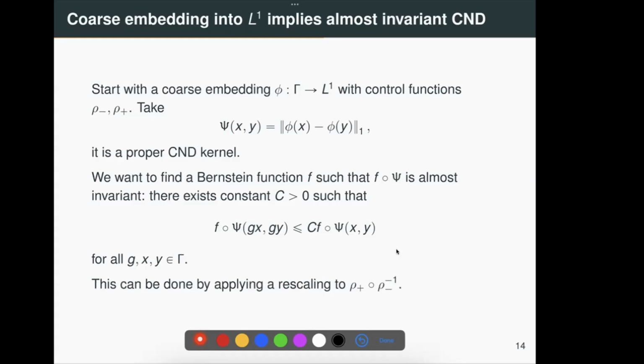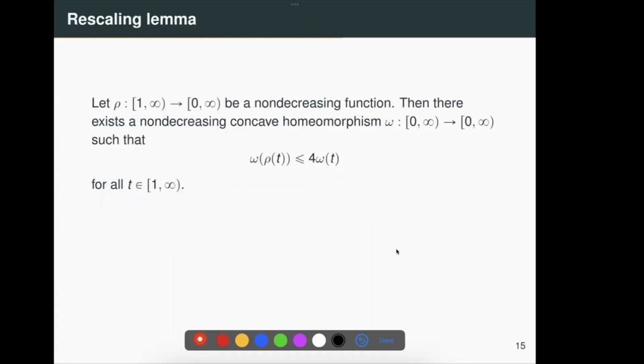And this can be done quite easily by a rescaling trick. We take the control functions and apply the following rescaling lemma. If we have some non-decreasing function rho, then you can always find a gauge, meaning a non-decreasing concave homeomorphism omega, so that if you compose them, it becomes almost invariant. The effect of rho becomes a fixed multiplicative constant on the right-hand side. This is completely elementary. You just choose omega according to rho: you look at when it doubles, and then take omega to scale it back. It's really purely a scaling trick.